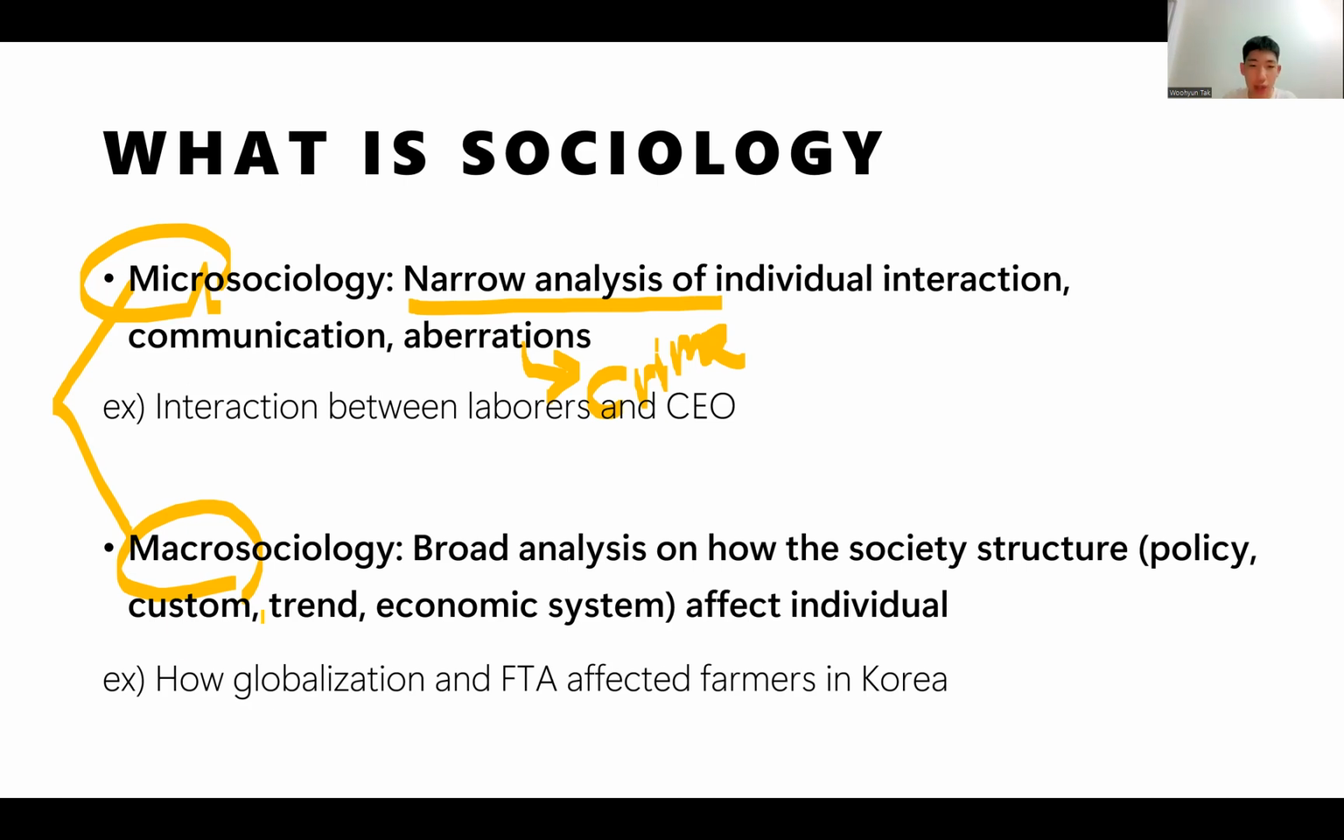And the macro one is the broad analysis of how society's structure, like policy, custom, tradition, trend, and economic system, affects individuals. For instance, how globalization and FTA affected farmers in Korea, or how a change in the education system will help middle school students. This is included in macro sociology.